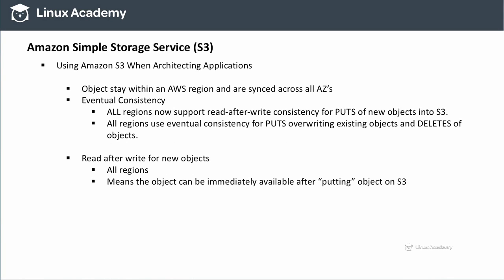So let's talk about our data when it is uploaded to Amazon S3, our objects. When we upload an object, the object stays within the specified region that we upload to in Amazon S3. It is then synced across all of the availability zones within that region. That makes for high availability and fault tolerance. However, we do need to be aware of something called eventual consistency.